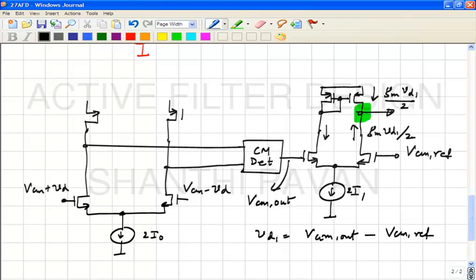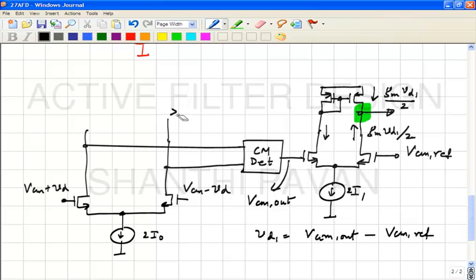I could, in principle, also have done the same thing by flipping the mirror and then taking the left output. What is the problem with that? The gain will be the wrong sign, so the feedback loop will become a positive feedback loop.